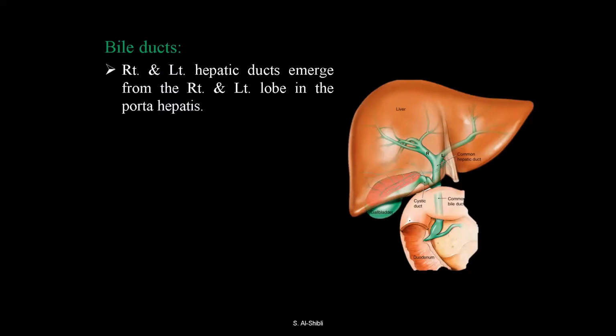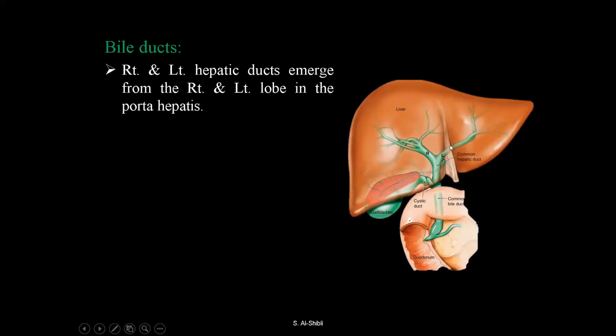What does that mean? That means the secretion of the caudate and the quadrate lobes, which are anatomically related to the right, is actually coming from the left. So we say anatomically they are related to the right, but functionally they are related to the left lobe. Okay, just put it in your mind.